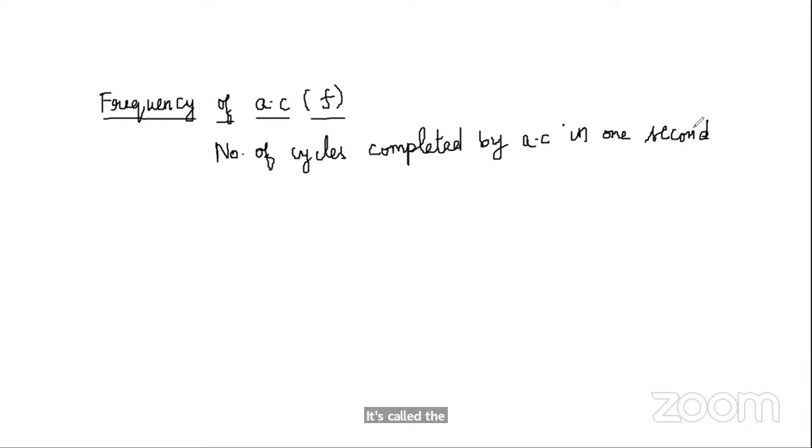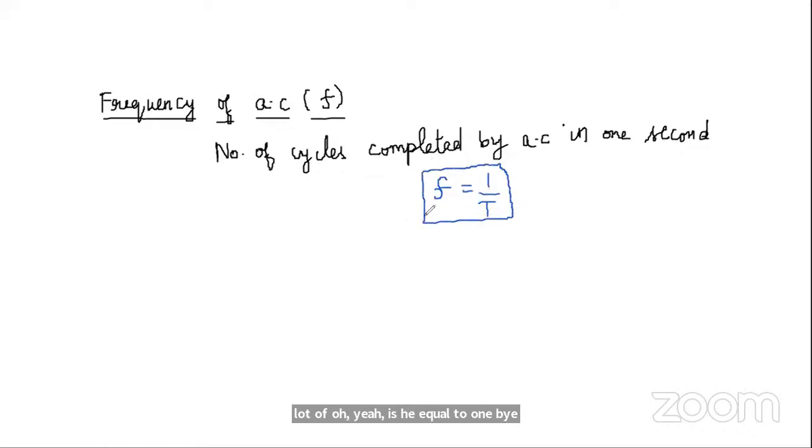When you have a coil rotating in a magnetic field, the number of rotations made by the coil in 1 second is called frequency. In general, the number of cycles completed by AC in 1 second is called frequency, and it can also be written as the reciprocal of time period. So F is equal to 1 by T. Frequency is nothing but the reciprocal of time period.